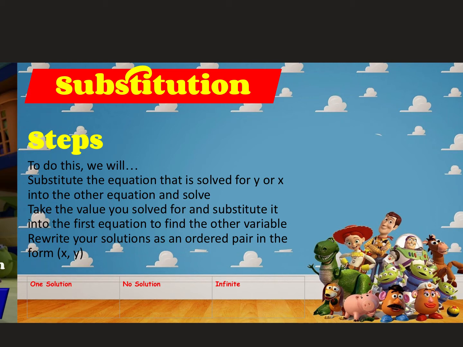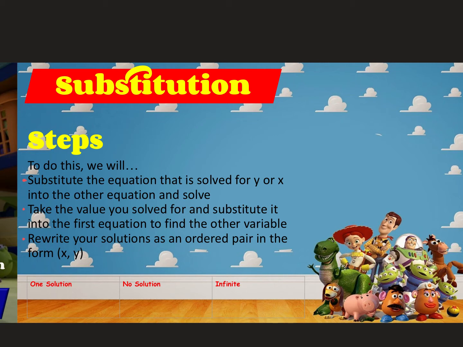All right, so to do this, substitute the equation that is already solved for x or y into the other equation. Let me put some bullet points here. Sometimes one of the equations will already be solved for a variable, so all you'll have to do is sub in. In other cases, you will have to solve for a certain variable. Since we're talking in terms of x and y, you'll solve for either x or y. It does not matter. And then you rewrite your solution as an ordered pair.